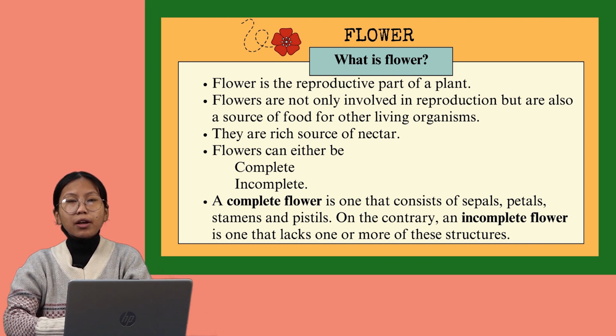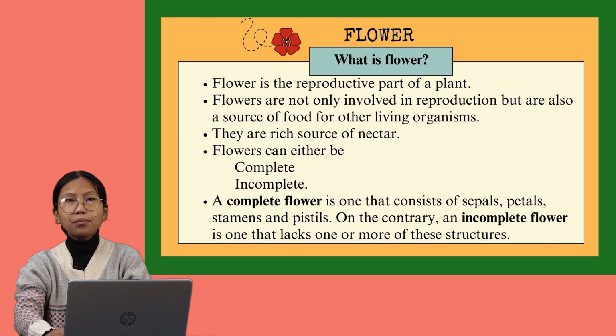Flowers can either be complete or incomplete. Complete flower is one that consists of sepals, petals, stamens, and pistils. On the contrary, an incomplete flower is one that lacks one or more of these structures.